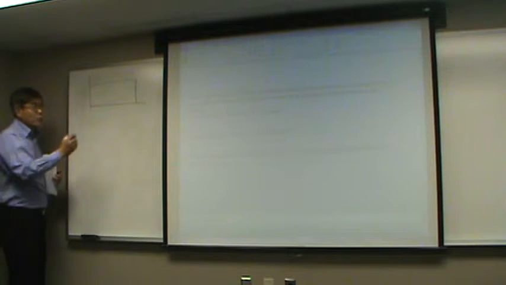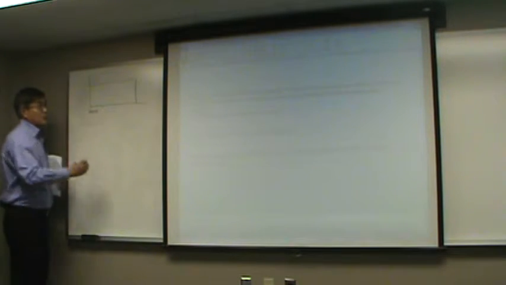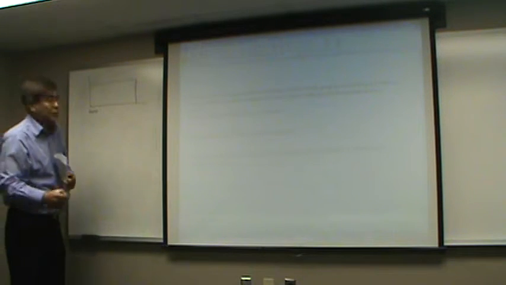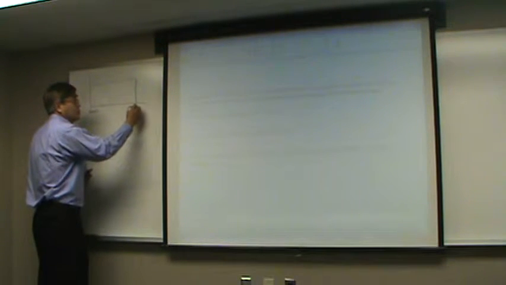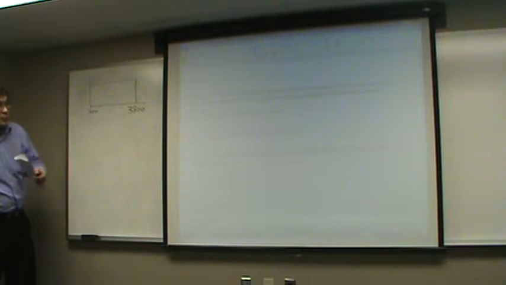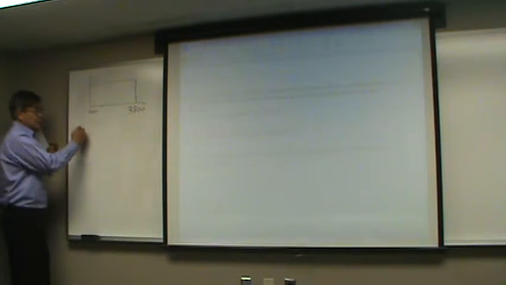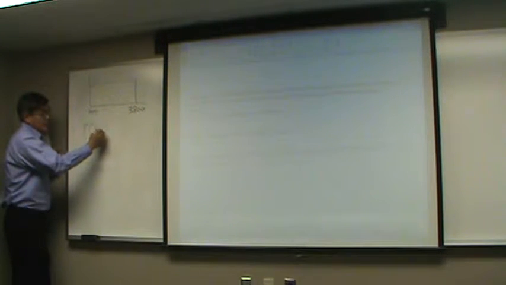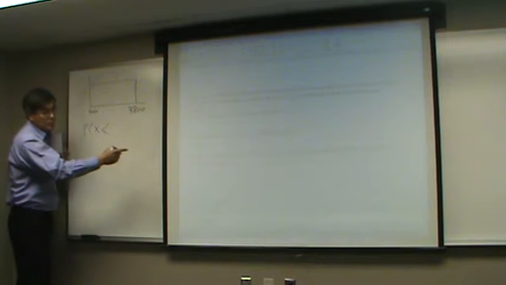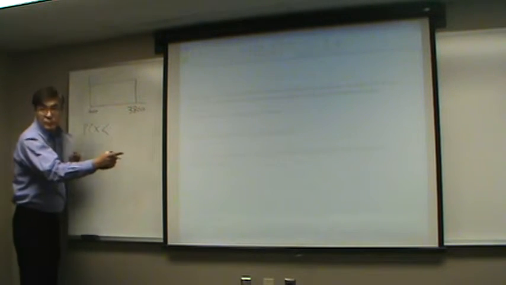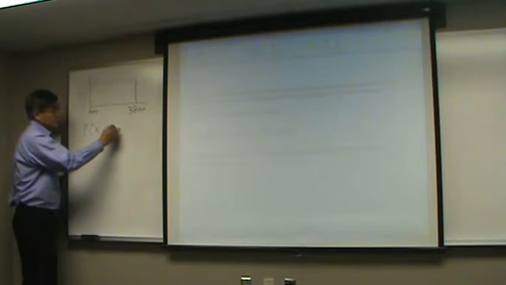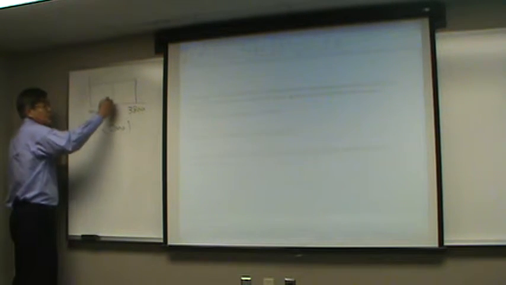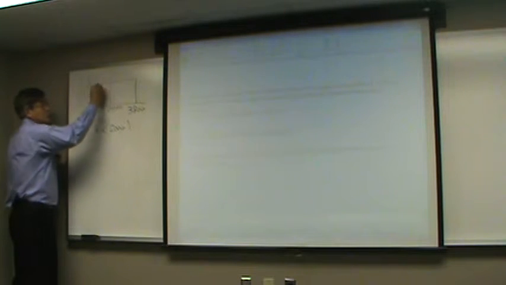Smallest 400, largest 3,800. Then the question asks you probability x less than 2,000. So 2,000 here and this area.